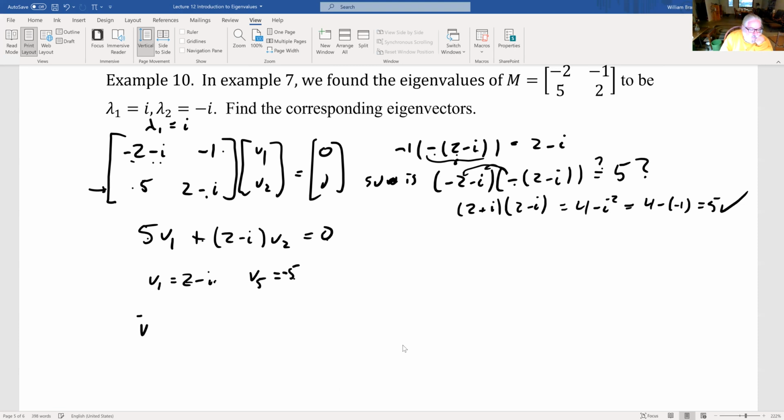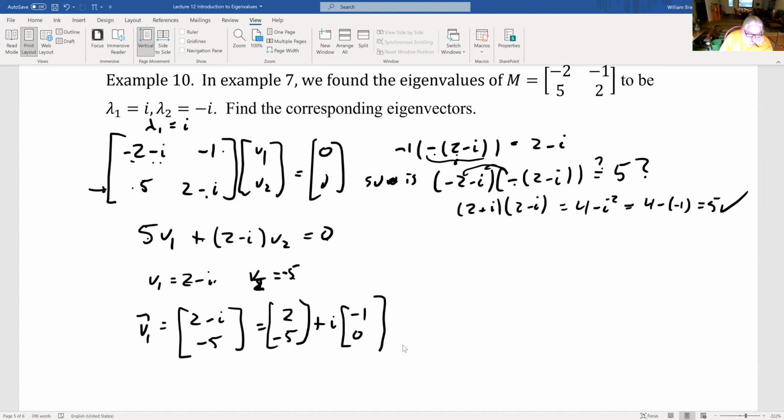to 0. So what vector do I get? Well, v1 equals 2 minus i, v2 equals -5, and I can break that up actually. So this is (2, -5) plus 0i, then I get minus i times (1, 0).